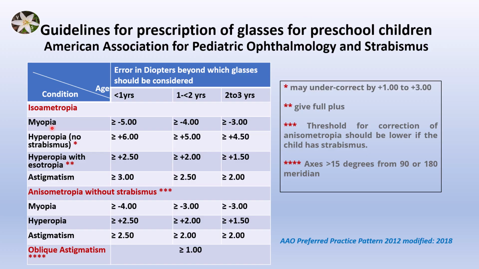So you see that for a child less than 1 year or less than 2 years, if you find a refractive error of less than -5 or +6, less than -4 or less than +5, then there is actually no need to prescribe glasses unless it is associated with strabismus. For that, the thresholds are lower.